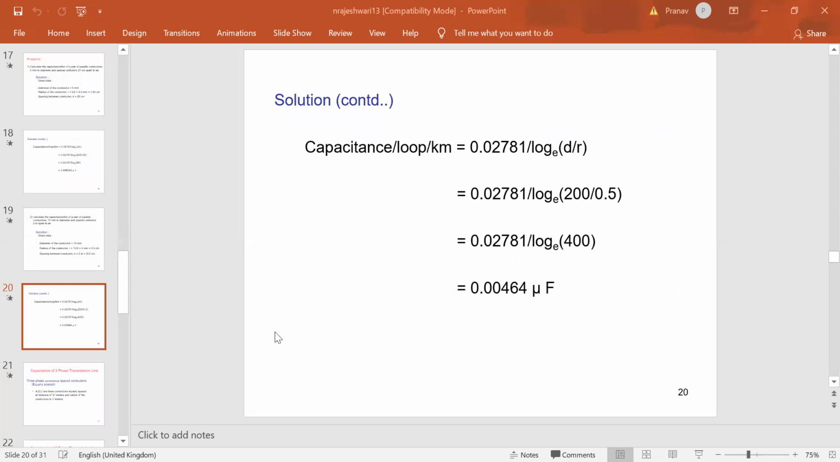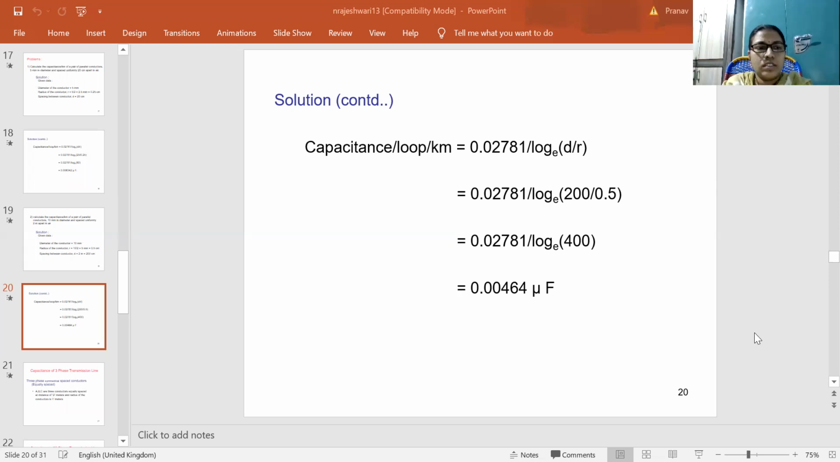Capacitance per loop per kilometer will be given by 0.02781 divided by log of D by R. By substituting D and R values, D is 200 centimeters, R is 0.5 centimeters. So 0.02781 divided by log of 400. Simplifying this, we get 0.00464 microfarads. So this is the capacitance per loop per kilometer.